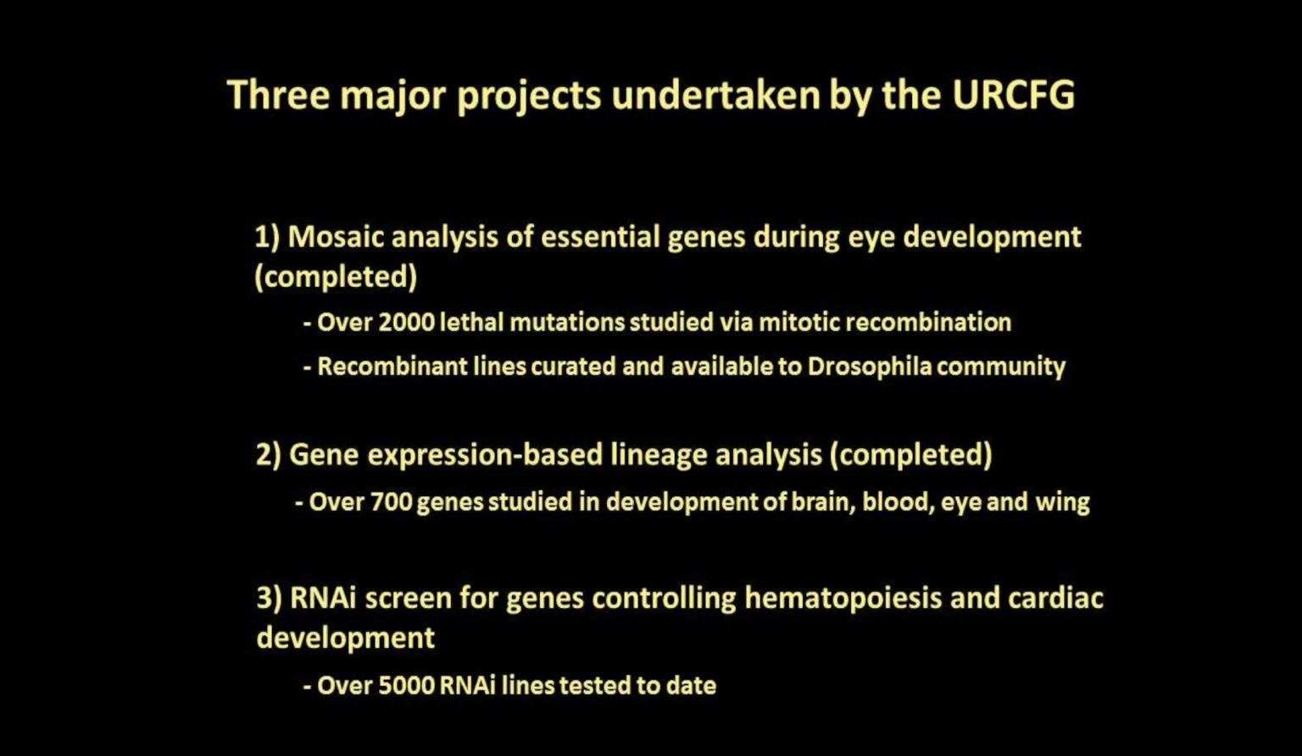The second is a gene-based lineage analysis. This has also been completed. 700 genes have been studied for development in brain, blood, eye, and wing of Drosophila. And then this is what they're doing now, an RNAi screen for controlling hematopoiesis and cardiac development. 5,000 mutations are being studied this way.